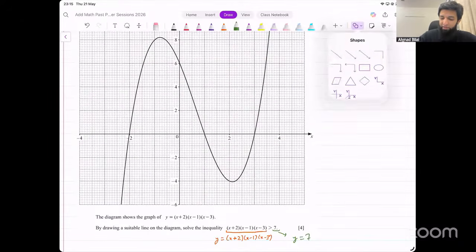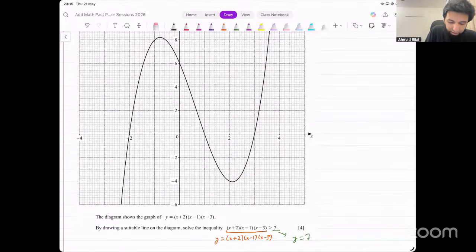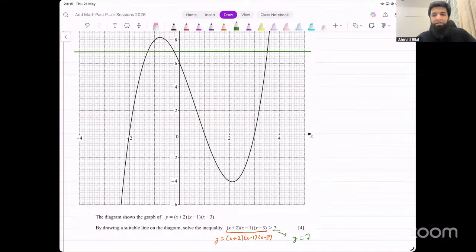Y equals 7 line is going to be a horizontal line. At y equal to 7, it will look like this. So you draw this line. Now see where exactly this line is intersecting the curve. It's intersecting the curve at 3 points. This is one point that I can see here.